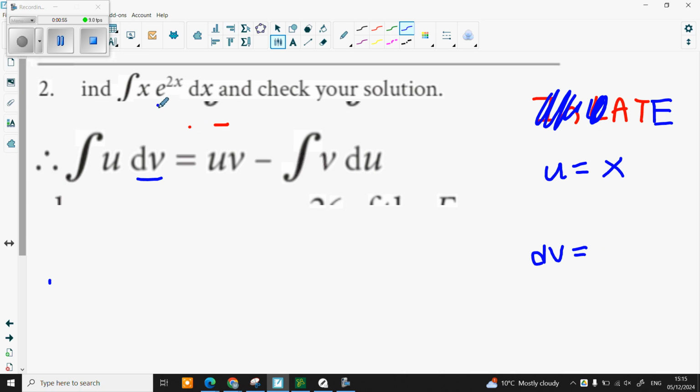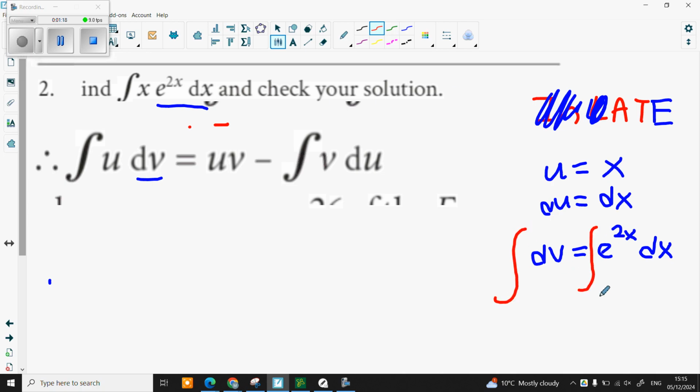what's left over. So it's e to 2x dx. Now, if u is x, that means du is actually dx. You're just replacing the letters. Okay, next part then. U times v. I don't know what v is yet, do I? But what can I do? Integrate. I'm going to integrate.